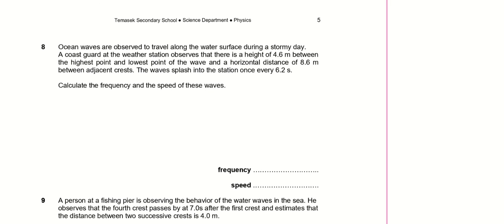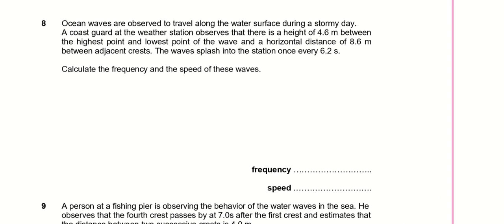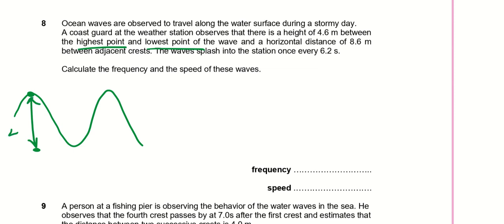Okay, question 8. Ocean waves are observed to travel along the water surface during a stormy day. A coast guard at the weather station observes that there is a height of 4.6 meters between the highest point and the lowest point of the wave. If I were to draw a sketch, the highest point to the lowest point is 4.6 meters, so this is the vertical height. A horizontal distance of 8.6 meters between adjacent crests, so this is actually my wavelength.